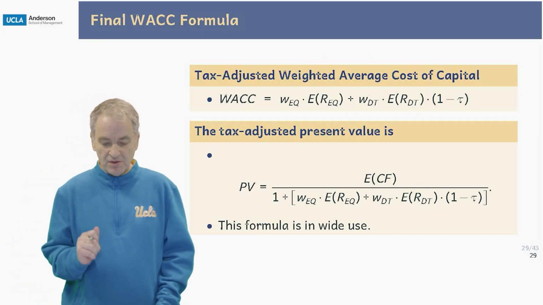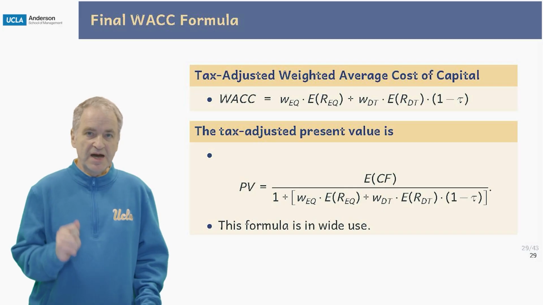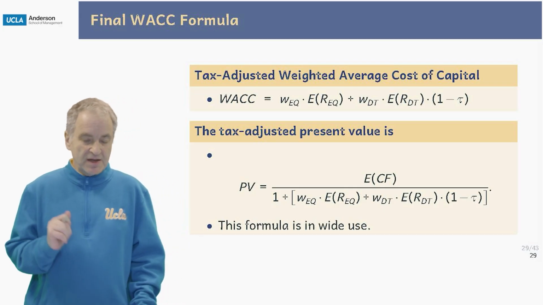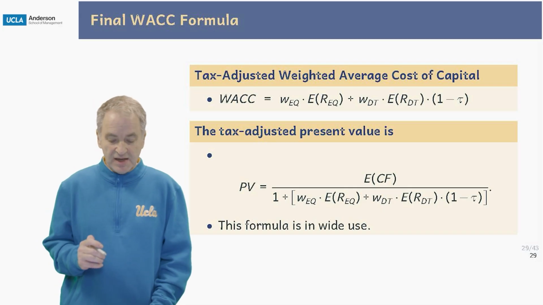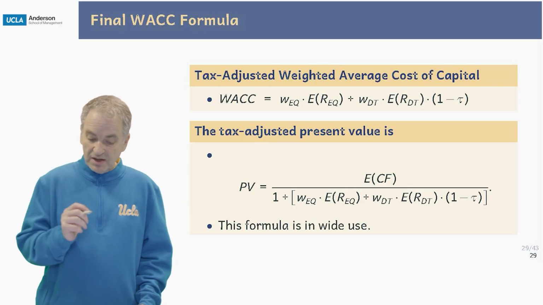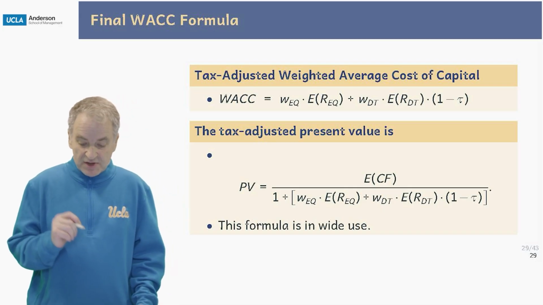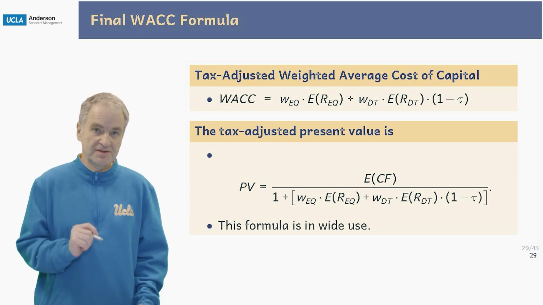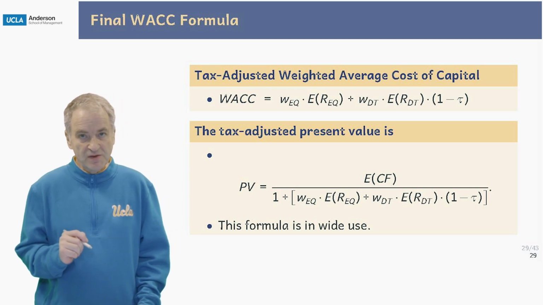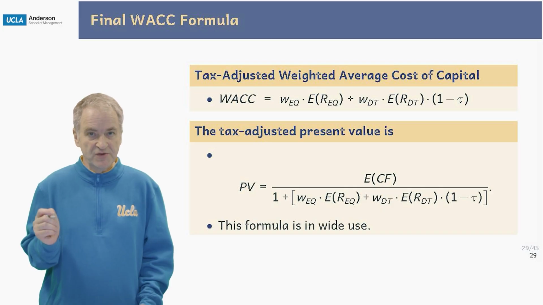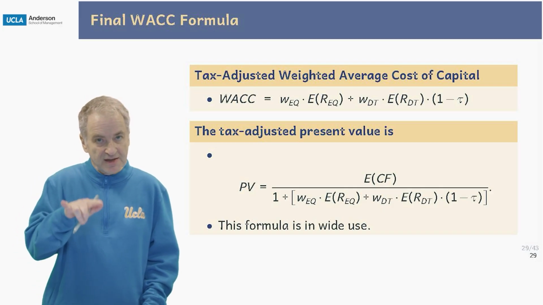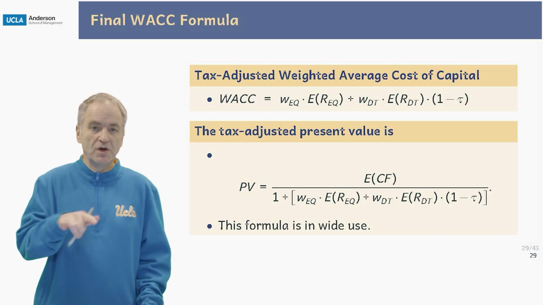This turns out to be the weighted average cost of capital formula. So the weighted average cost of capital is the weighted average cost on the equity plus the weighted cost of capital on the debt, tax adjusted. And the present value then is the expected cash flows discounted by this debt tax adjusted new cost of capital.